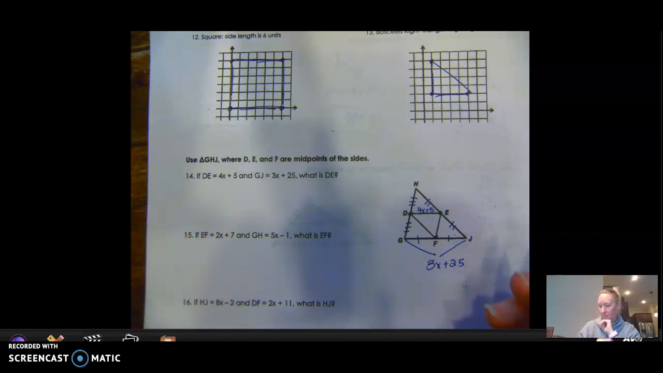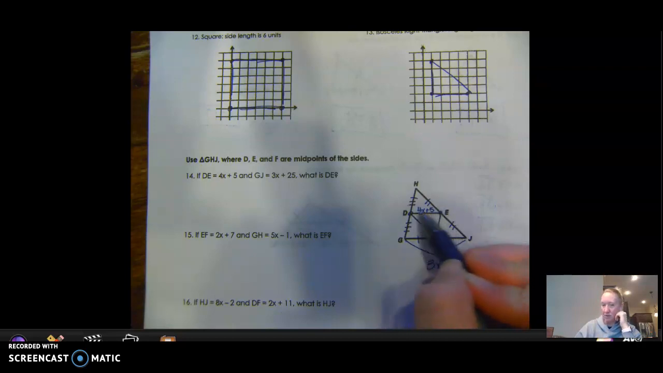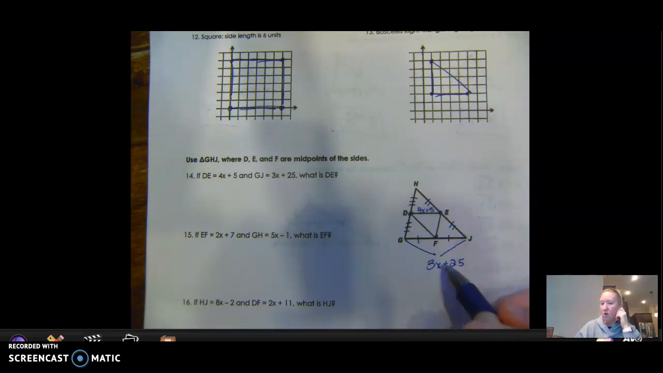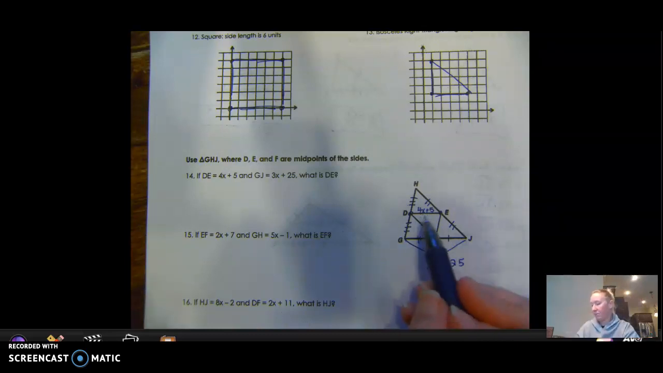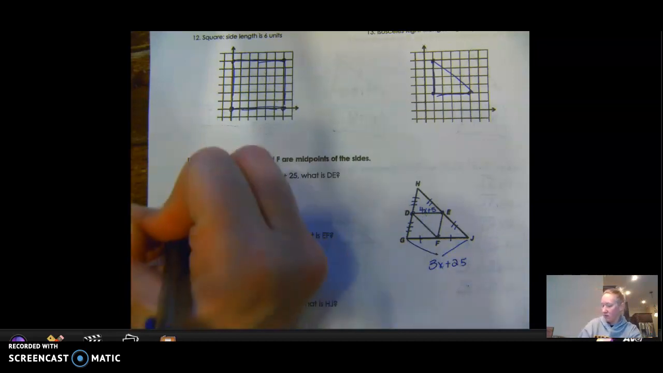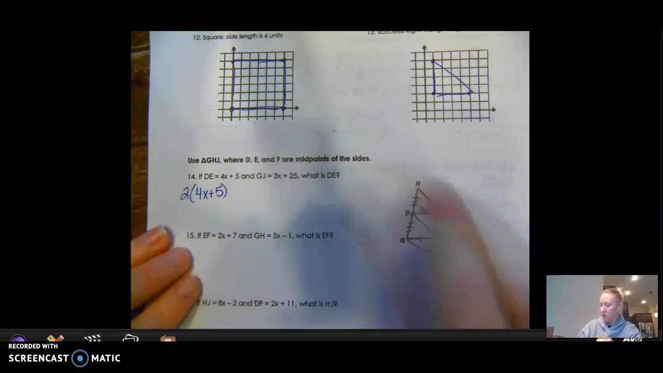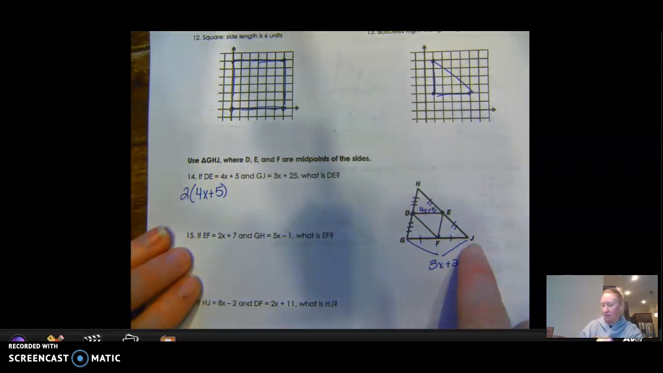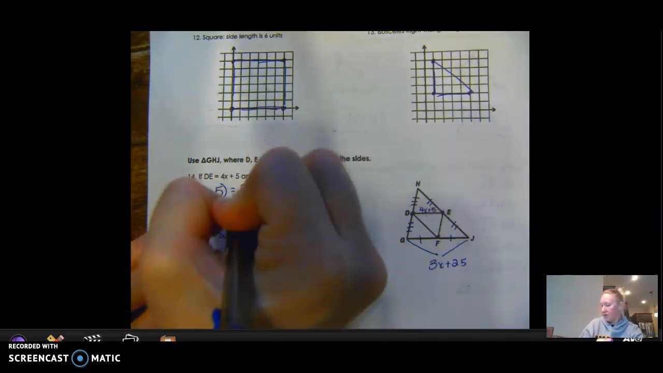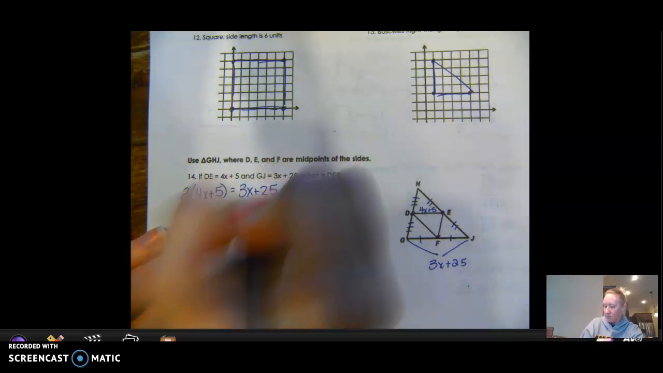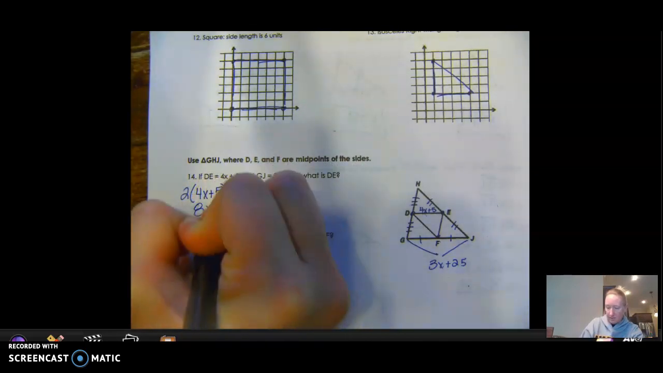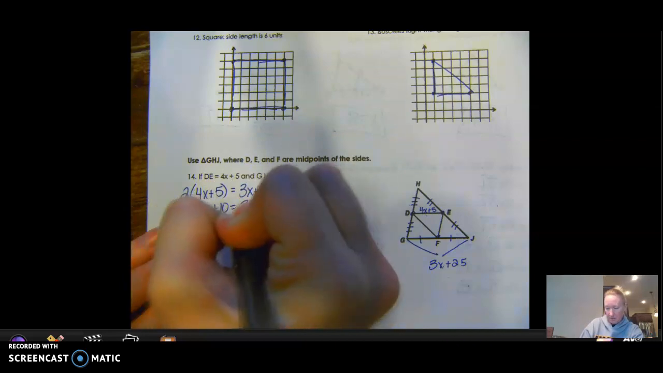2 ways to set this up. We know that this is half of this, so I could double this, multiply this by 2 to make it equal to this. Or I could take this piece and divide it by 2 to make it equal to that. For me, I like multiplying by 2 versus dividing by 2, so I'm going to take 2 times 4x plus 5. So 2 of these lengths will equal this length down below. That is equal to 3x plus 25. So that's 8x plus 10 equals 3x plus 25.